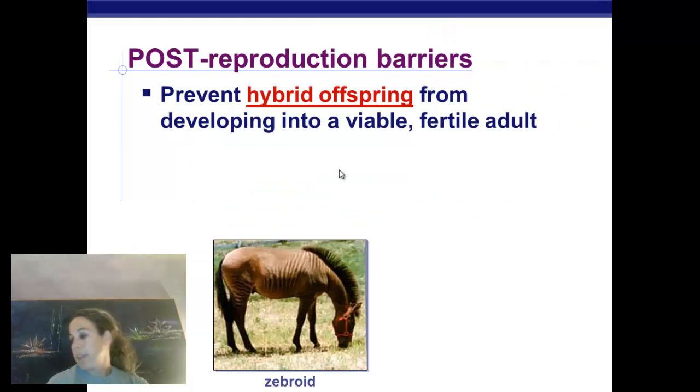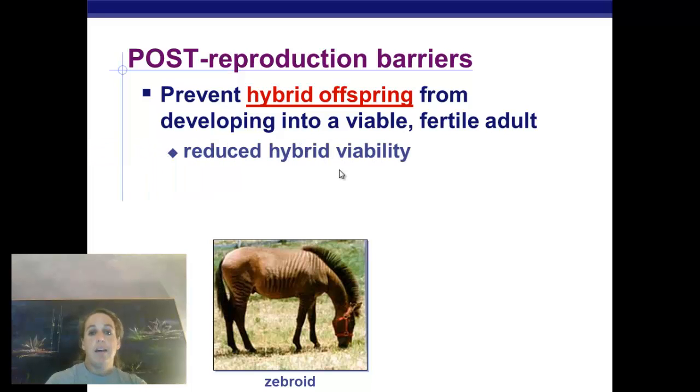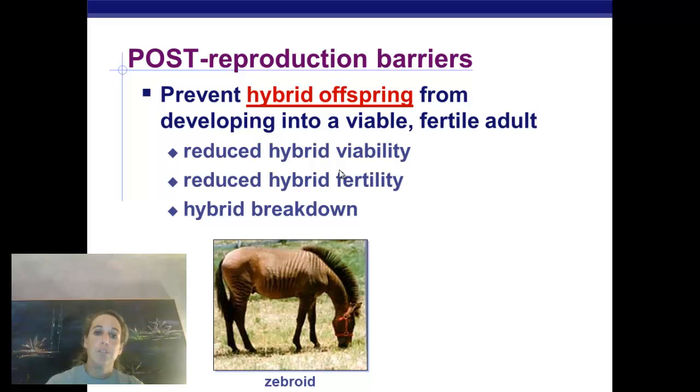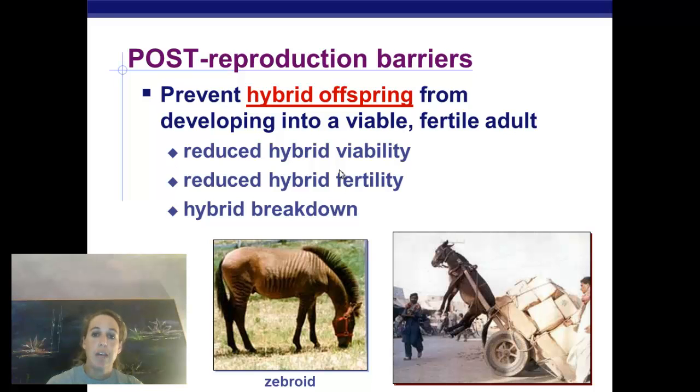All right, so then the other type of barriers are called post-reproduction barriers or post-zygotic barriers, and that is when it prevents hybrid offspring from developing into viable, fertile adults. There's three kinds of this that we'll talk about. Reduced hybrid viability, reduced hybrid fertility, and hybrid breakdown.